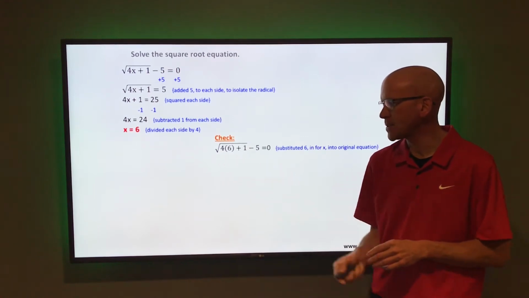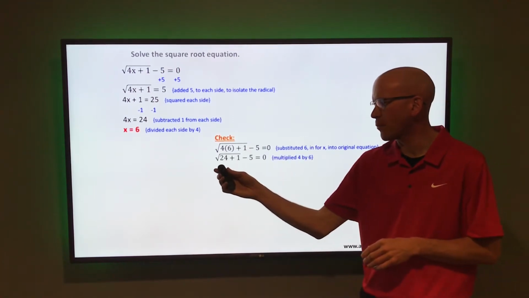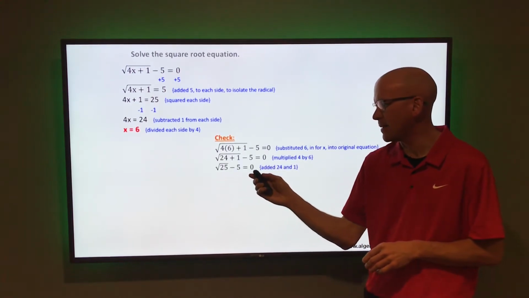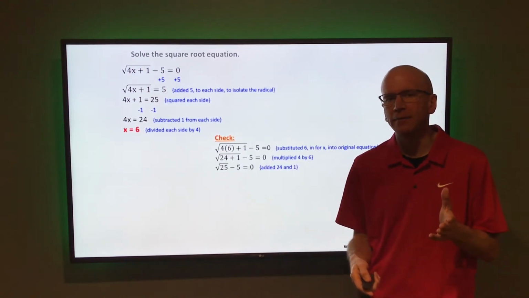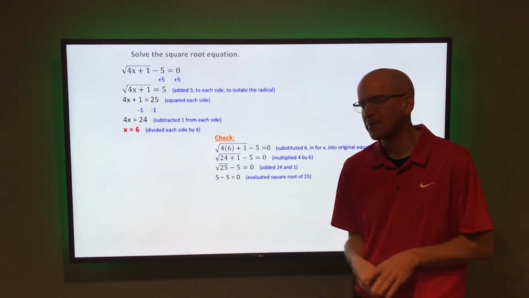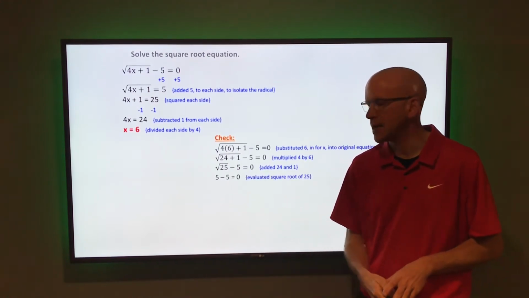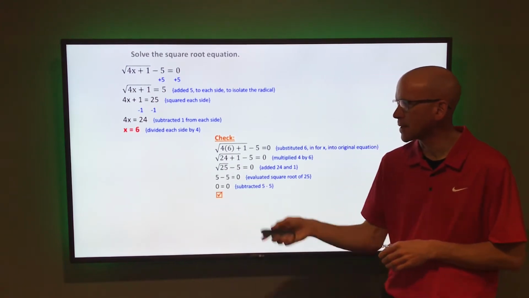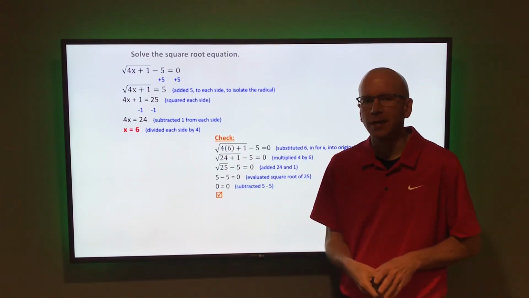You can take 4 times 6, that is 24, so it'll be the square root of 24 plus 1, that is 25. So it'll be the square root of 25 minus 5 equals 0, and the square root of 25 is 5, so that would be 5 minus 5 equals 0, and that is a true statement. 5 minus 5 is 0, 0 equals 0, so that does work. 6 is a solution to that equation.